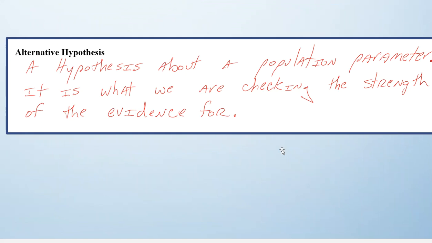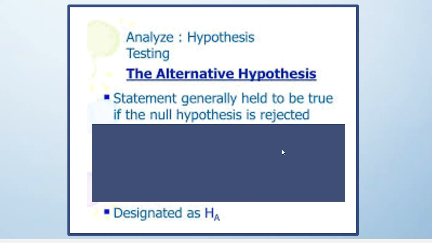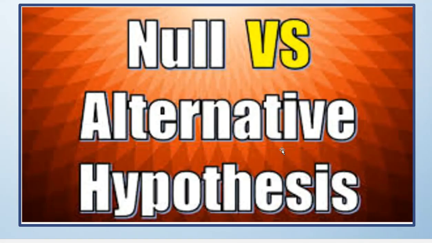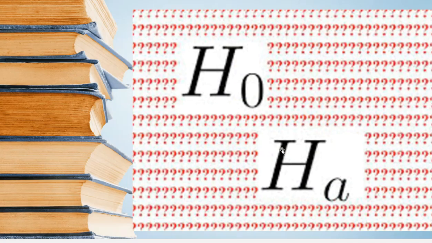All right, so the alternative hypothesis is also a hypothesis about the population parameter. It is what we are checking the strength of our evidence for. So if we reject the null, then this is the statement that we normally say is true. So it's the null versus the alternative, or the ho versus the ha.